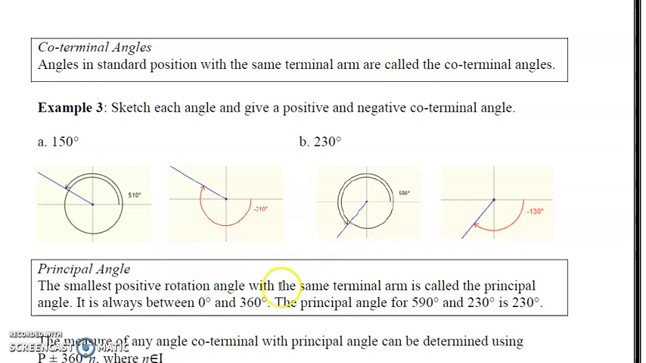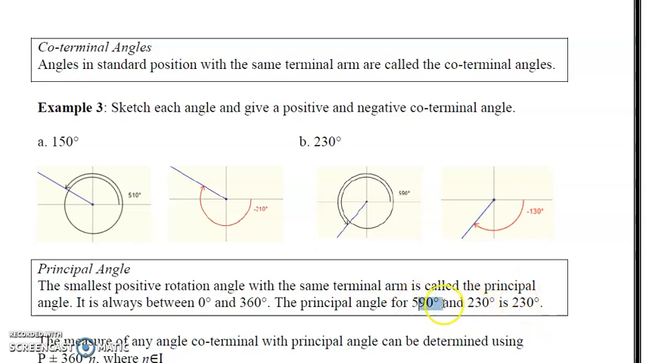Remember, the principal angle is between 0 and 360. So if I gave you the angle 590, you would take 360 off that, or you would continue to subtract 360, or add 360 for that matter. If the number is larger, you would subtract until you got to an angle between 0 and 360.